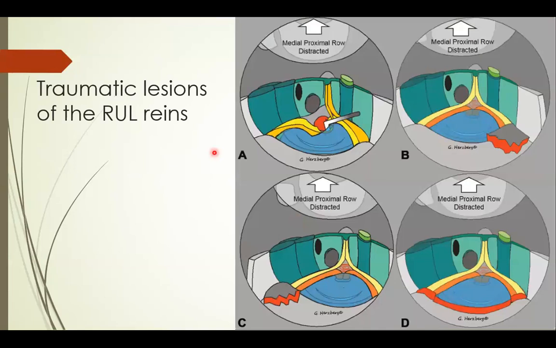First, in case of RUL injuries, the radio-ulnar ligament injuries. So first is foveal radio-ulnar ligament avulsions. You can see the posteromedial bony avulsion of the dorsal radio-ulnar ligament. You can see the anteromedial bony avulsion of the volar radio-ulnar ligament. And you can see the complete radio-ulnar ligament avulsion from the sigmoid notch itself.